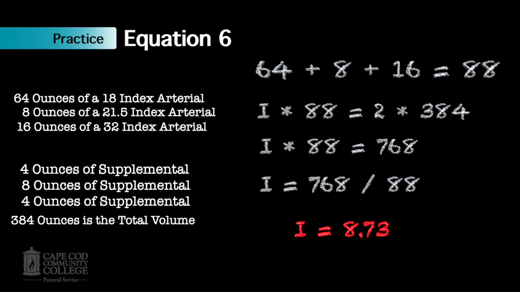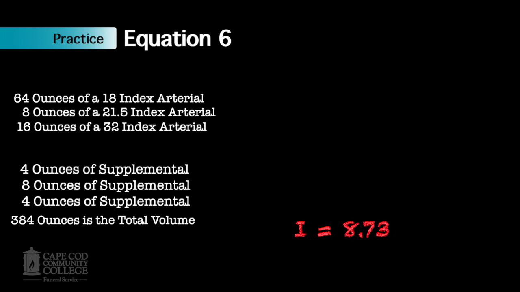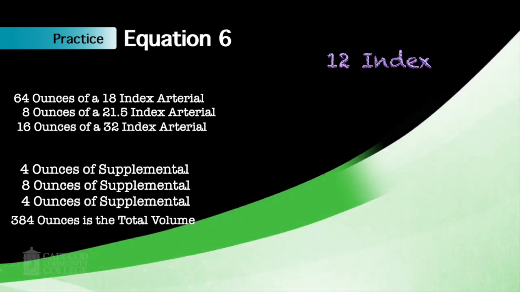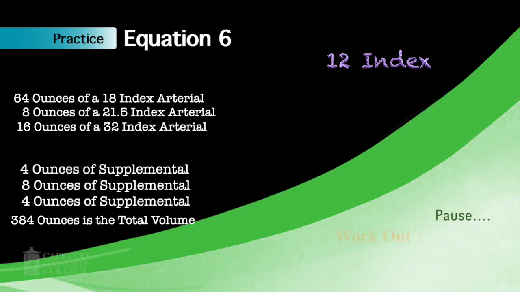For our next equation, I've run into a dilemma. I do not have a chemical in my cabinet that is close to 8.73 index. So we're going to need to find the next best chemical. In my cabinet, I have a 12 index chemical. But how many ounces of that chemical should I use to get a 2% solution? I still want 384 ounces as my total volume. At this point, we will pause the video and give you some time to work out this equation. When you return, we'll give you the answer and the solution.